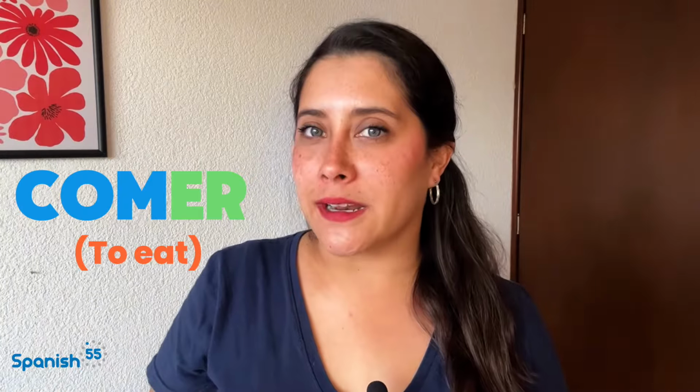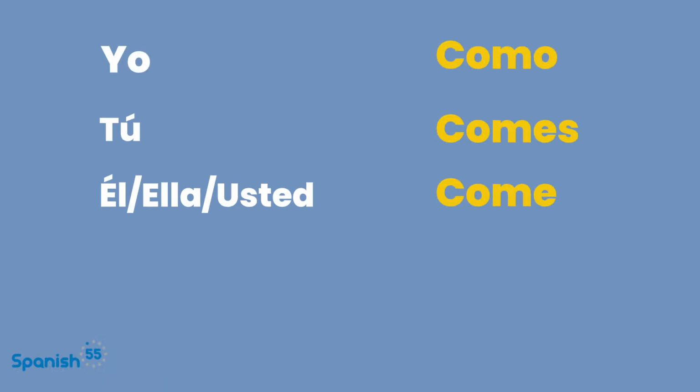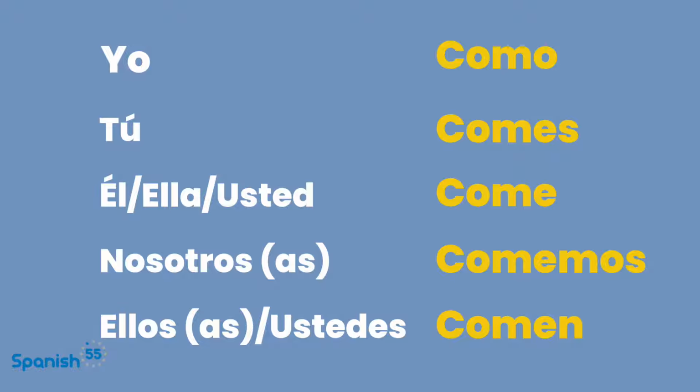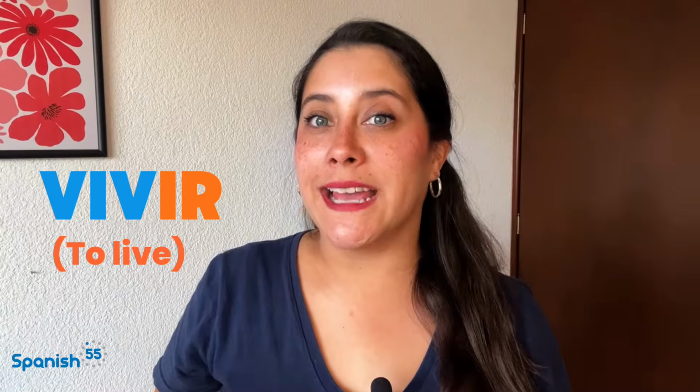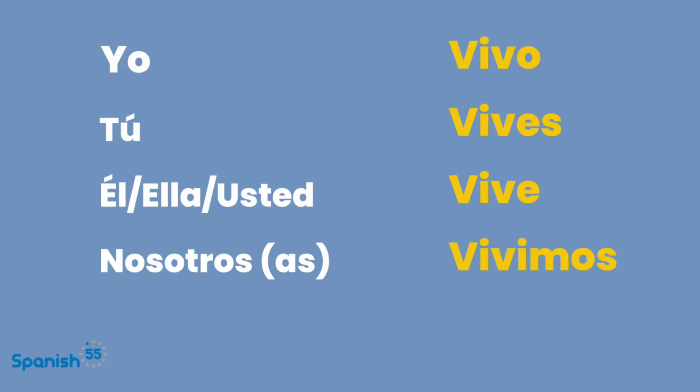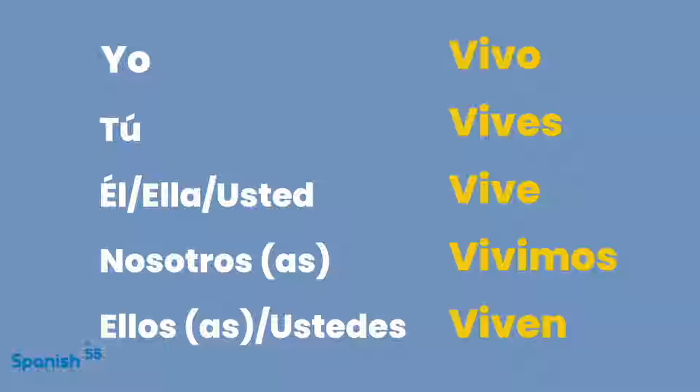Now, for er verbs, let's take a look at comer, to eat. Yo como. Tú comes. Él, ella, usted come. Nosotros o nosotras comemos. Ellas, ellos, ustedes comen. And lastly, ir verbs like vivir, to live. Yo vivo. Tú vives. Él, ella, usted vive. Nosotras o nosotros vivimos. Ustedes, ellas, ellos viven.